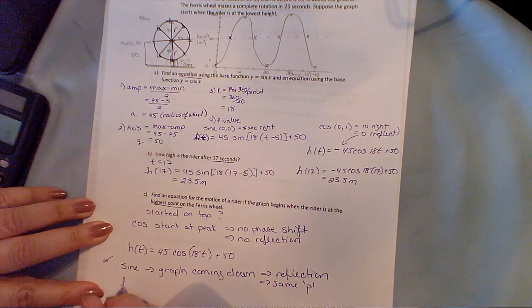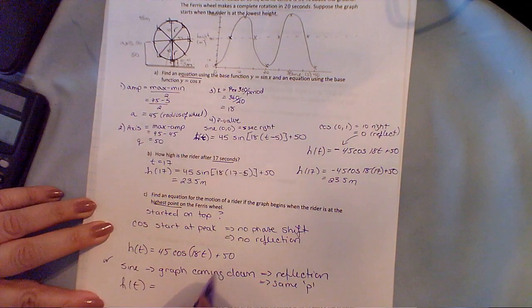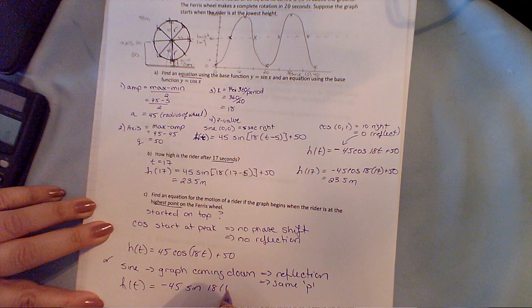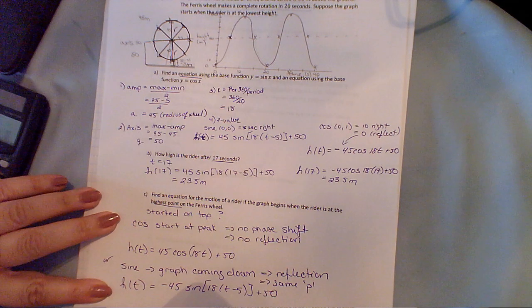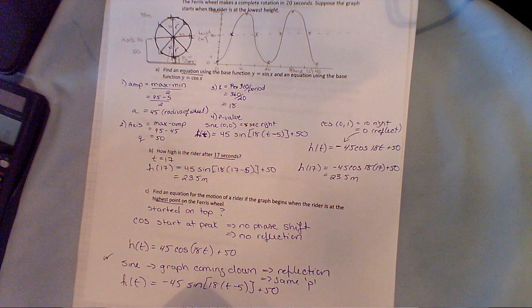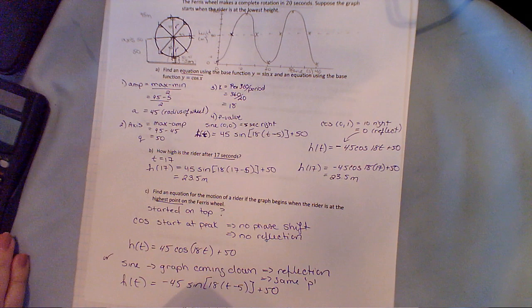So again, the most common way for people to do it would be negative 45 sine and then 18 bracket t minus 5 units right, plus 50. And that's probably going to be, again, the most common version you're going to see. But again, there's so many other versions you could have come up with.